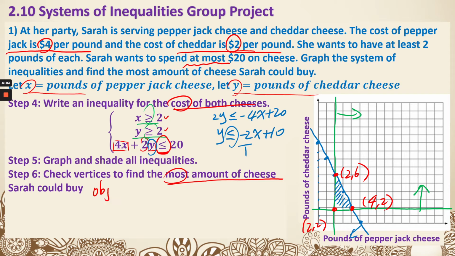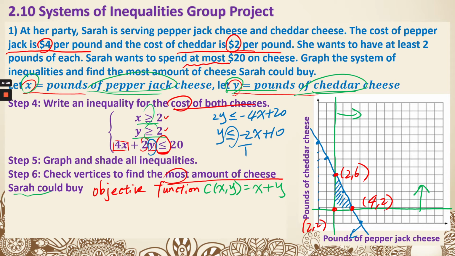Yesterday we learned something called an objective function, and that is the function we're trying to find a maximum or minimum for. In this question, we don't have an objective function. However, you can come up with the objective function. It's asking for the amount of cheese Sarah could buy. Sarah is buying pepper jack, and Sarah is also buying cheddar. Cheddar is Y, and pepper jack is X. So the total amount of cheese Sarah is trying to buy is going to be adding them together, X plus Y. And we're just going to call it C of X, Y since it is a function about cheese. So we're going to call it C.